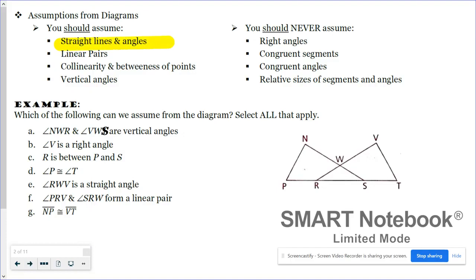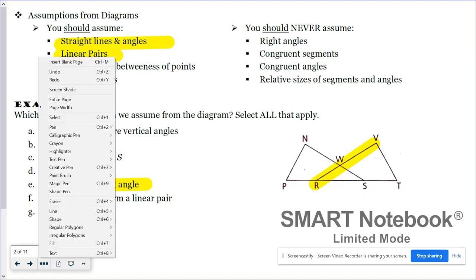So in this diagram below, I'm going to read this statement here. It says angle RWT is a straight angle. I'm sorry, angle RWV. When I look at my diagram, I could say, yeah, that's definitely a straight angle. That is something that I can assume from the diagram, and I can be accurate when I do so.